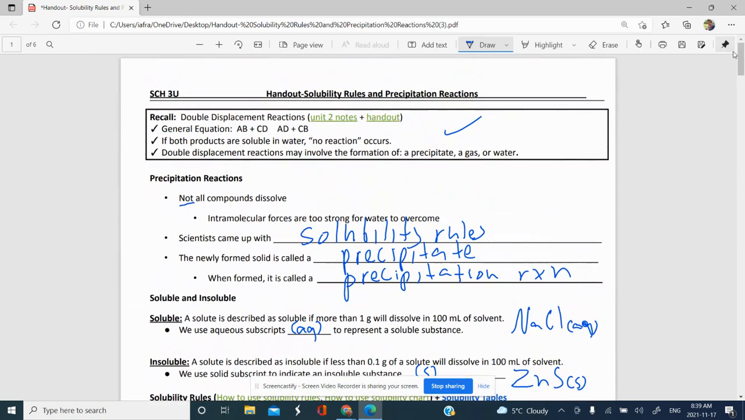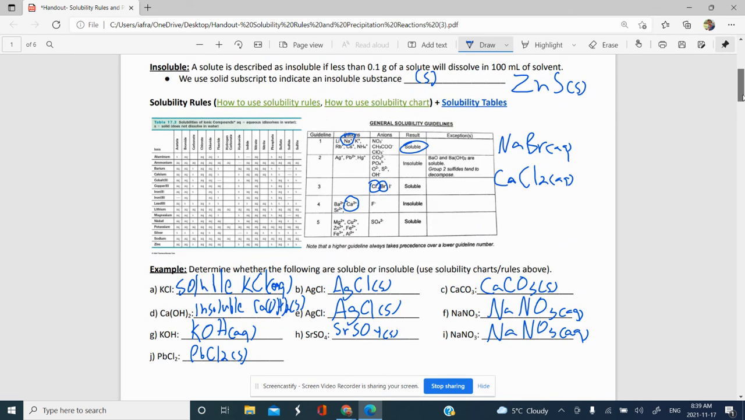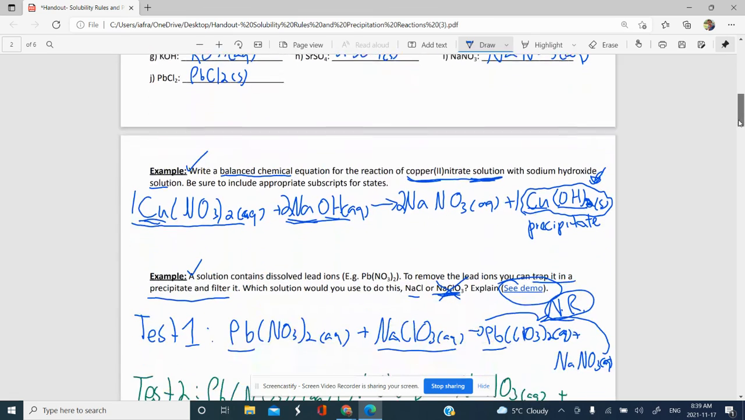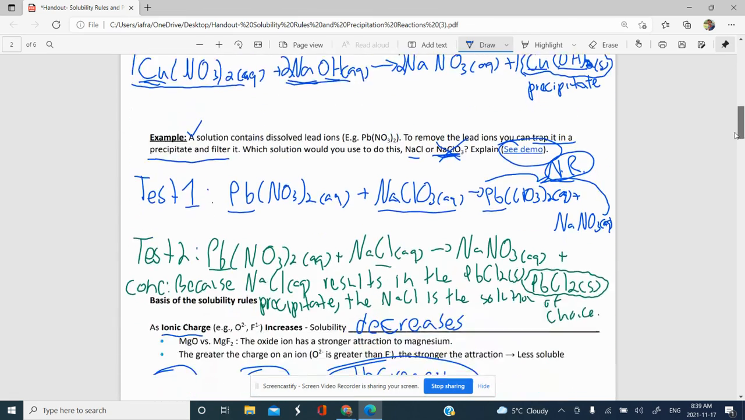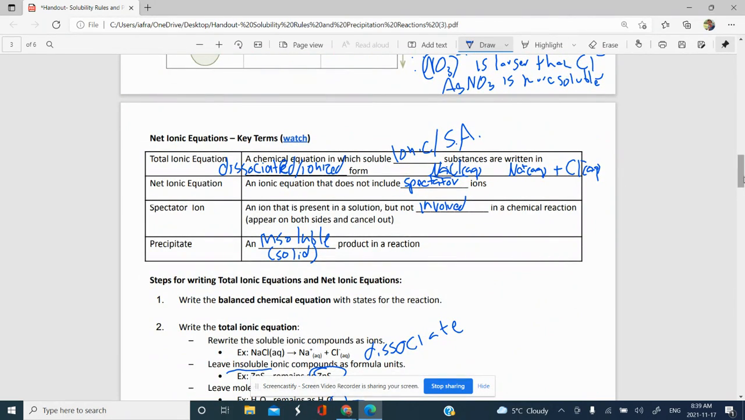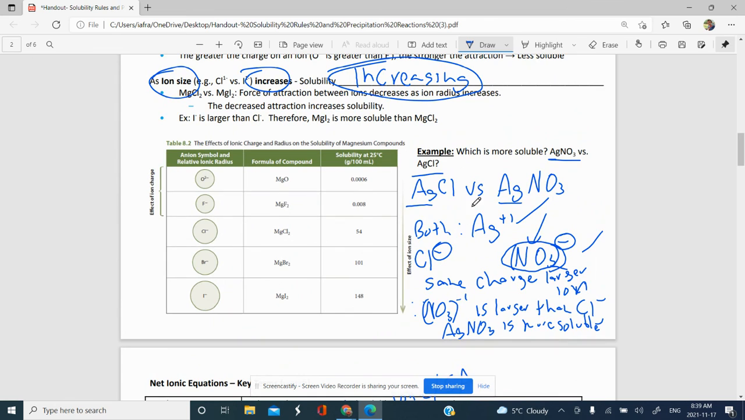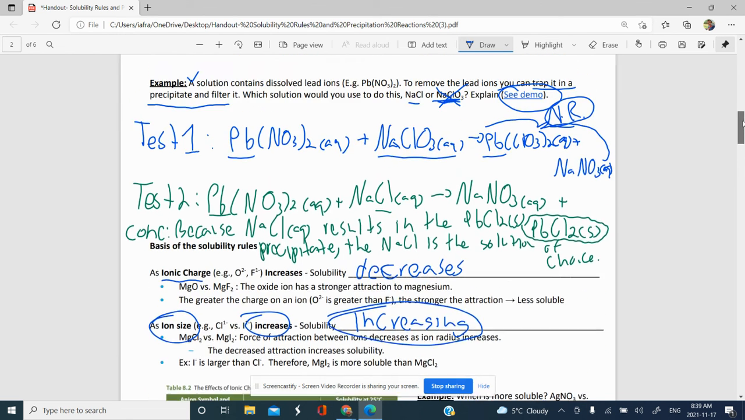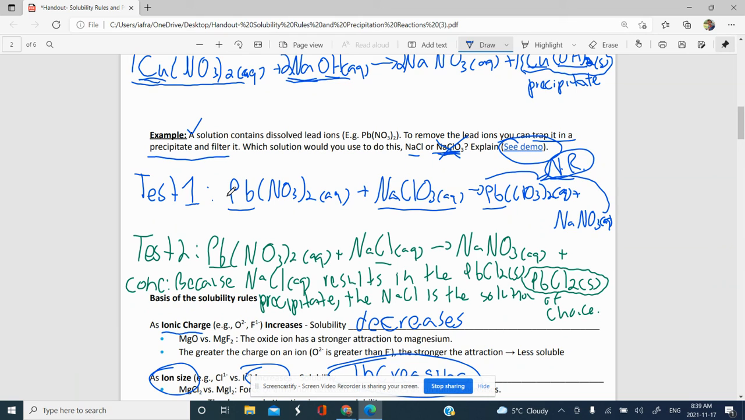So at this point, you'll be able to use solubility rules to predict precipitates in double displacement reactions. You'll be able to write balanced equations for those. You'll be able to convert those balanced equations into total ionic equations and then write net ionic equations by identifying the spectator ions. You also have a better understanding of the reasons why certain substances are more soluble than others using factors such as ion radius and ion charge. And then you also know how to do applications of precipitation reactions, for example, water purification, where you can trap a soluble substance in a precipitate to remove it by filtering it.